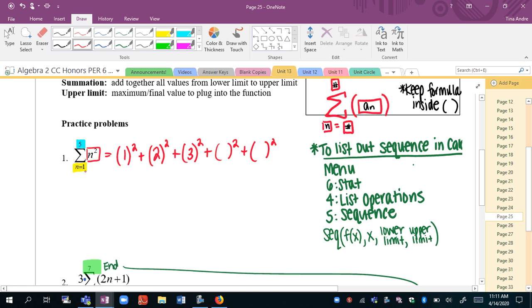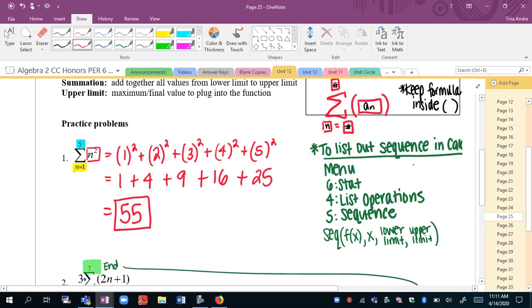So I plug in 1, then 2, then 3, then 4, then 5 is where I end. So that's exactly what this notation means right here. And now from there, I just go through and simplify. So 1 plus 4 plus 9 plus 16 plus 25. Add all of those up, and you get 55. So that's what a summation is.